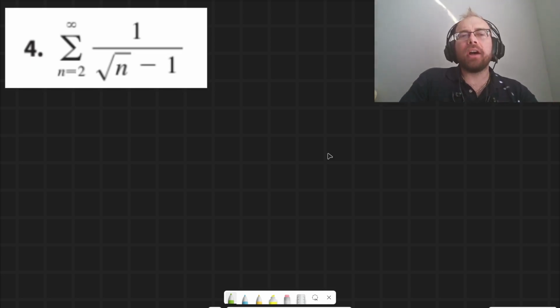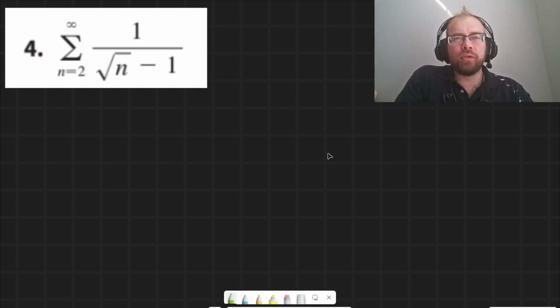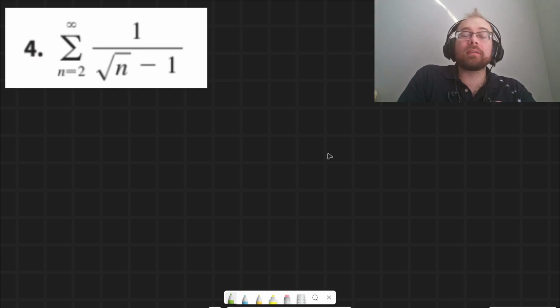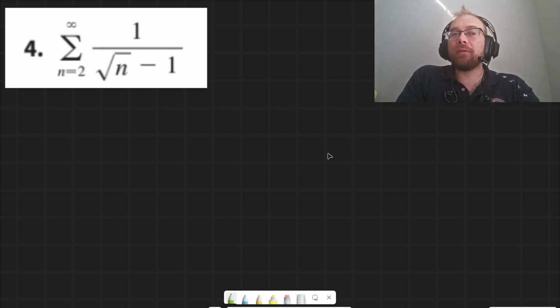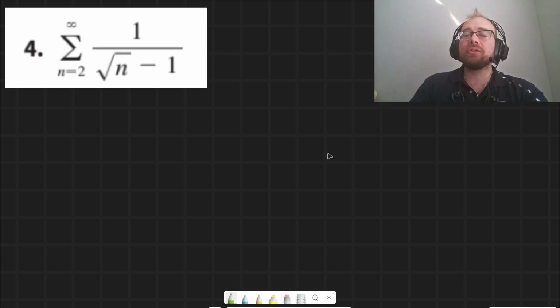We've got another series problem, and this time we're starting at 2. That's probably because even though we normally start at either 0 or 1, if we had started at 1, then we take the square root of 1, and then minus 1, and then get 0, and then we'd be dividing by 0, and that's no bueno. So that's probably why we're starting this series at 2.